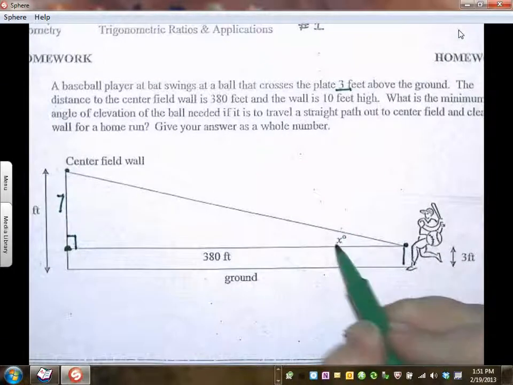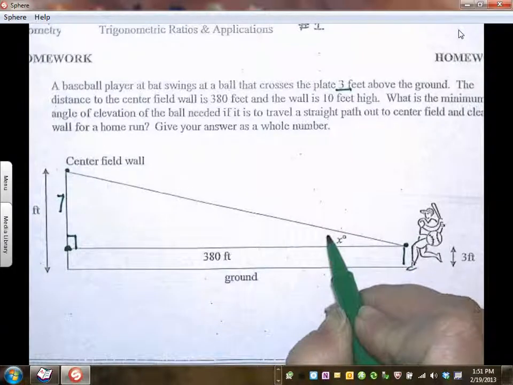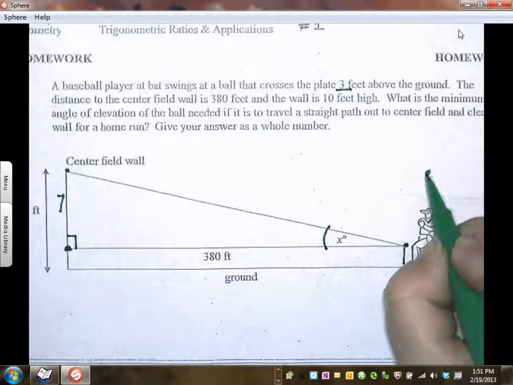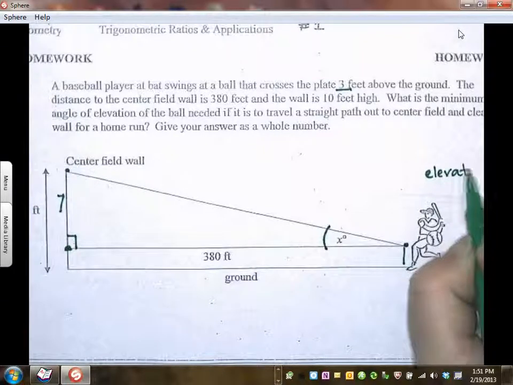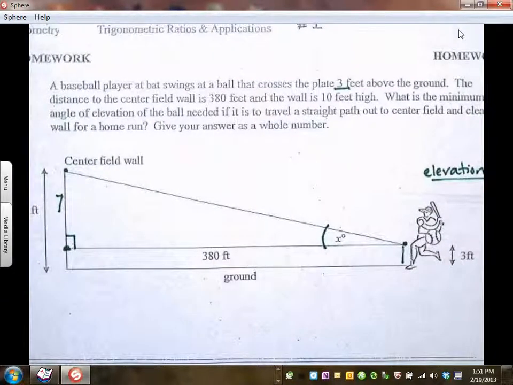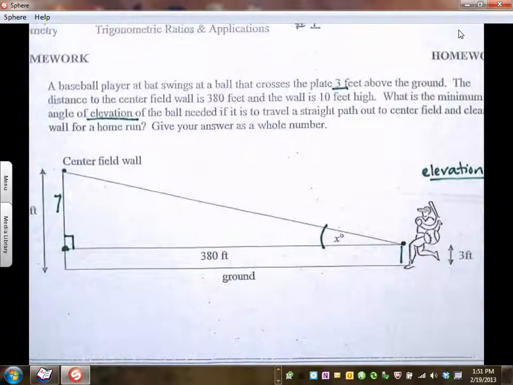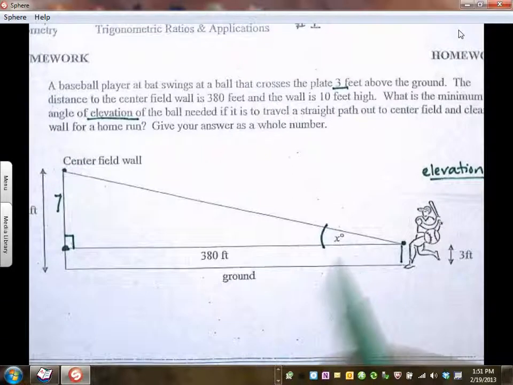By the way, what is this angle? Is this an angle where we're going up? Yes. So this is an angle of elevation. I just want to make sure everybody sees that that's an angle of elevation. So what function am I going to use?